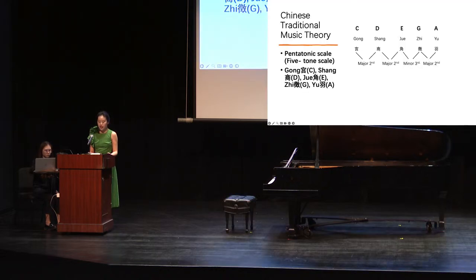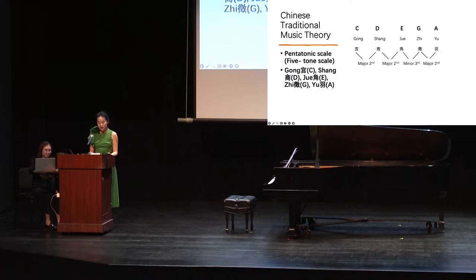Before moving on to the analysis of the characteristics of Snow, it's necessary to introduce the basic knowledge of the Chinese pentatonic scale for better understanding of Gong Xiaoting's compositional idea. When comparing Western major and minor scales, the pentatonic scale is a music scale with five notes per octave, which are called Gong, Shang, Jue, Zhi, Yu in Chinese. They are widely used in most Chinese music.